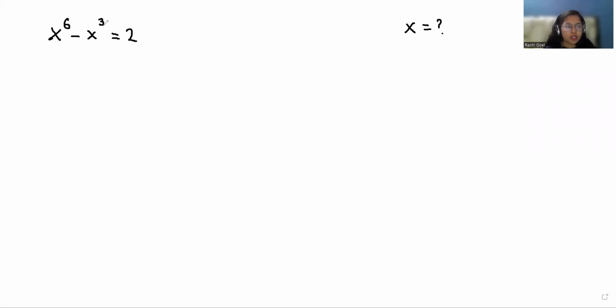So first I'll take all the terms together. So x^6 - x^3, here is plus 2. When it comes to this side, minus 2 is equal to 0.